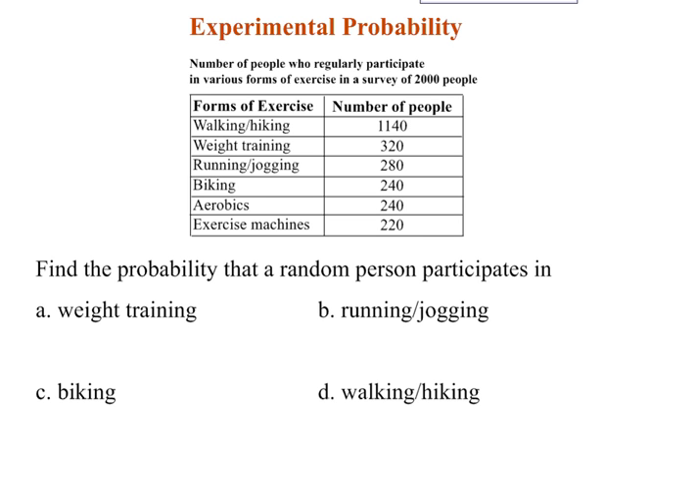Now, how we find the probabilities is very, very similar from what we did yesterday. We're going to continue to use our basic probability formula. So let's take a look. It says find the probability that a random person participates in part A, weight training. So I'm going to say probability WT for weight training. So we use our basic formula. We're going to find the number of ways to get the desired outcome over the total number of possible outcomes. In this case, the number of ways to get the desired outcome is the number of people that weight train, 320.